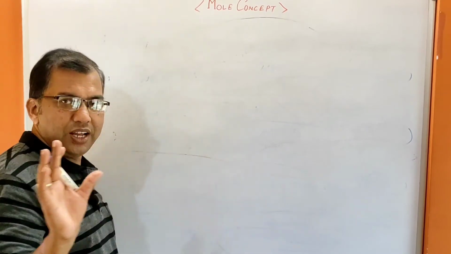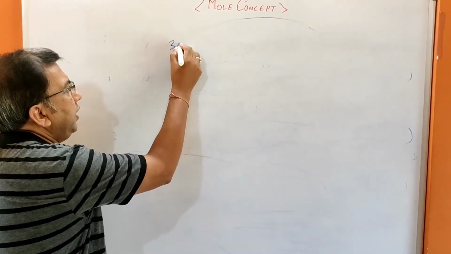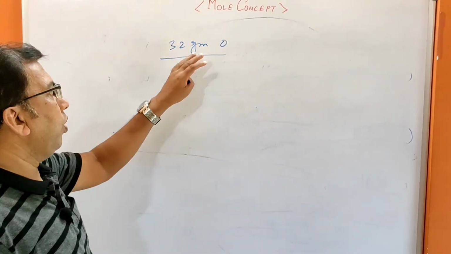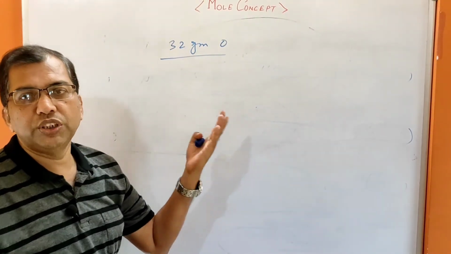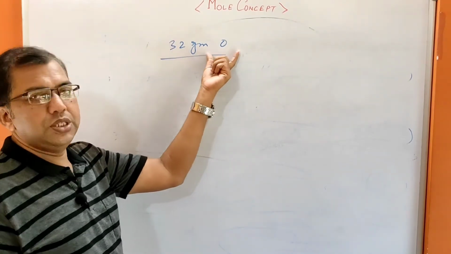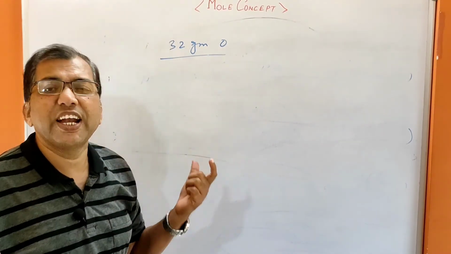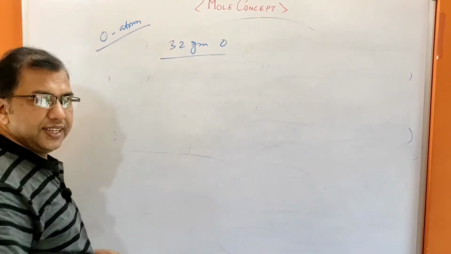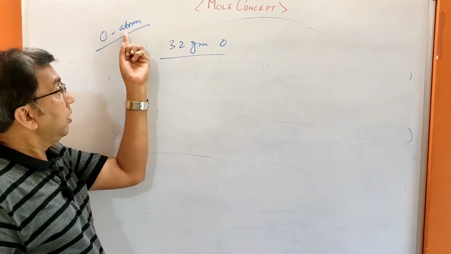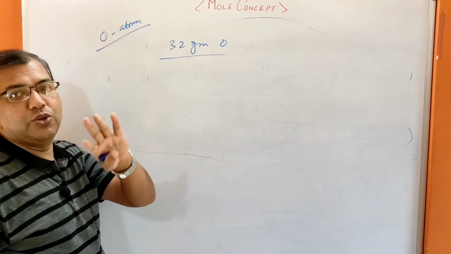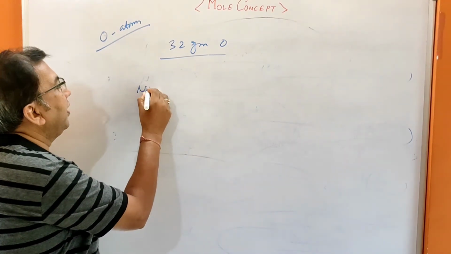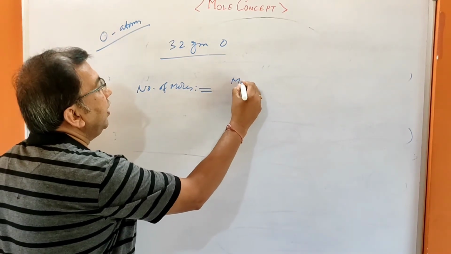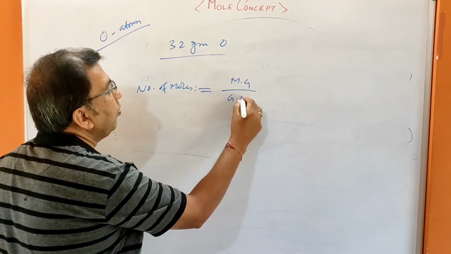व्हाट इज द क्वेश्चन? नंबर ऑफ मोल्स, 32 ग्राम ऑफ ऑक्सीजन में कितना नंबर ऑफ मोल्स है? 32 ग्राम ऑक्सीजन में फाइंड द नंबर ऑफ मोल्स ऑफ ऑक्सीजन एटम. यू हैव टू फाइंड आउट ऑक्सीजन एटम्स. ऐसे तुमको नोटिस करना पड़ेगा, ये एटम्स है या मॉलिक्यूल्स है. व्हाट इज द फॉर्मूला? नंबर ऑफ मोल्स इक्वल्स टू मास गिवन बाय ग्राम एटॉमिक मास.